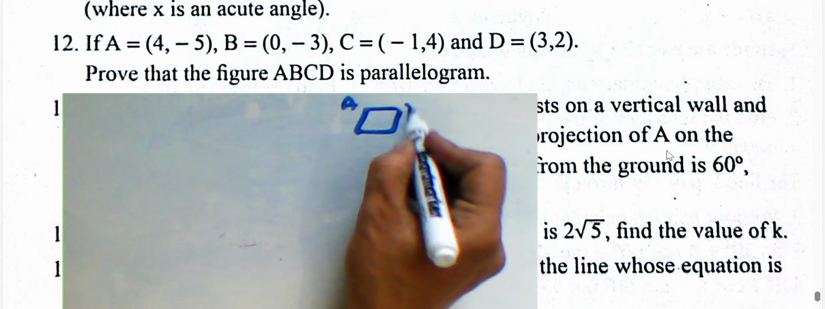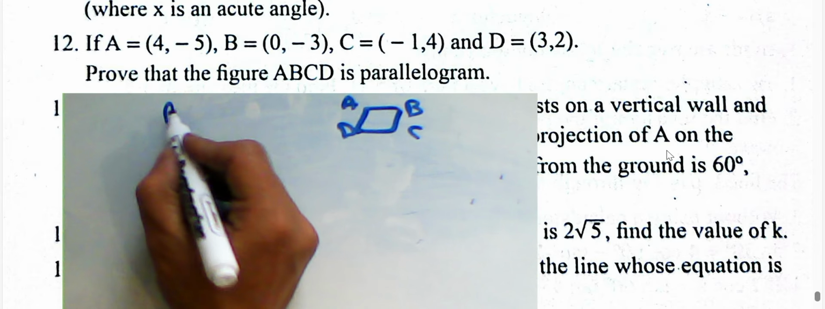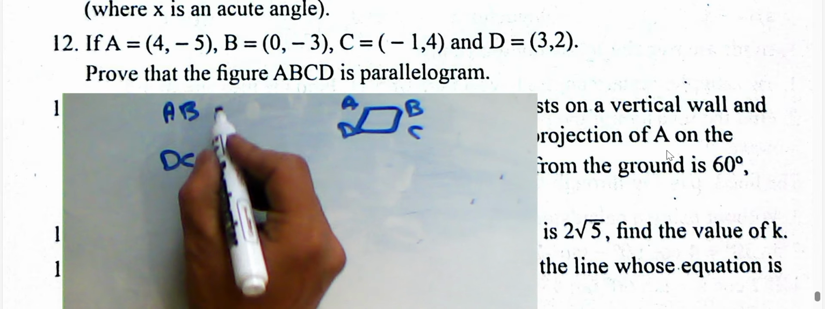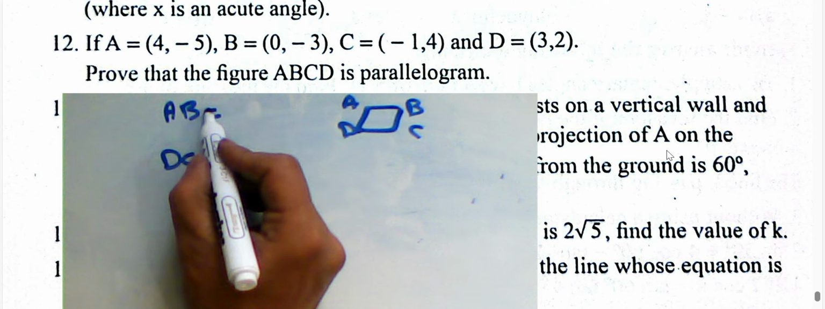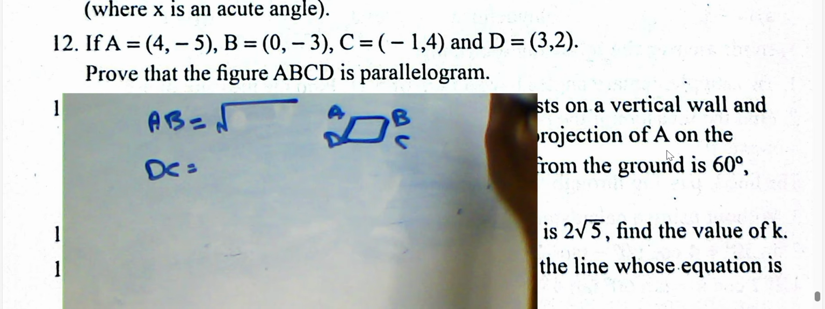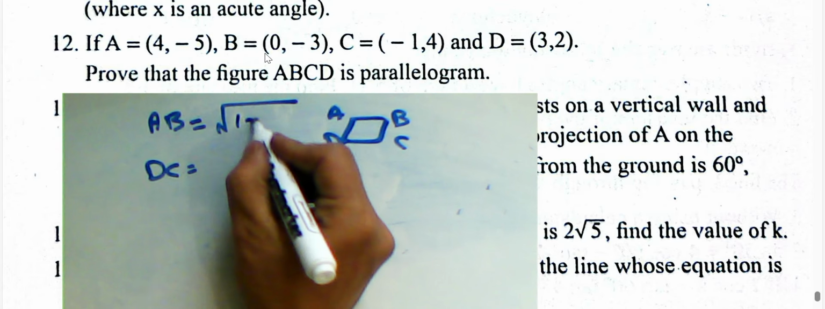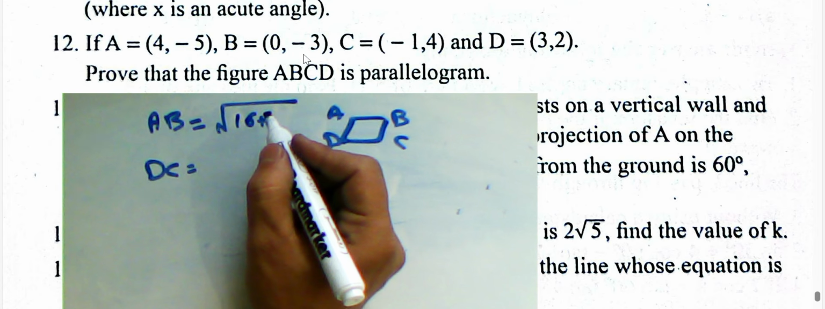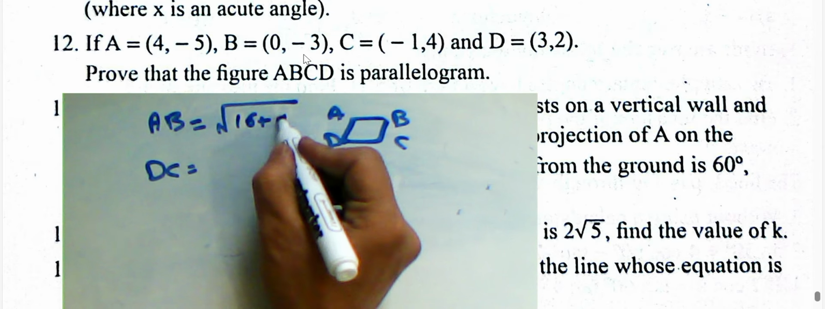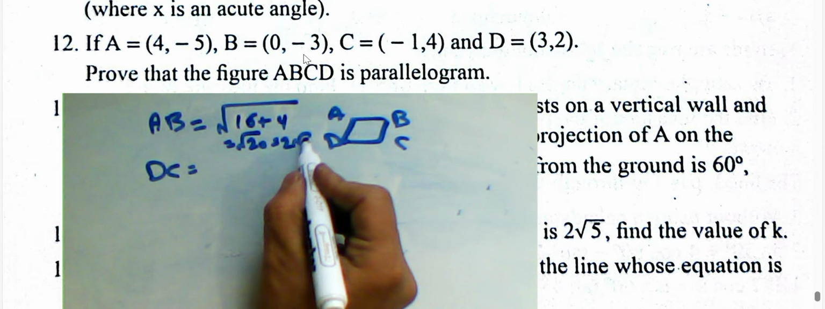We have A, B, C, D. First, I will write the length of AB and also the length of DC, and we will prove that the 2 line segments are parallel. First step, for AB we have A and B: square root of (x2 minus x1) squared plus (y2 minus y1) squared. 4 minus 0 is 4, 4 squared equals 16. And here negative 5 minus negative 3, negative 5 plus 3 equals negative 2, squared is 4. The result is square root of 20, which is 2 root 5.